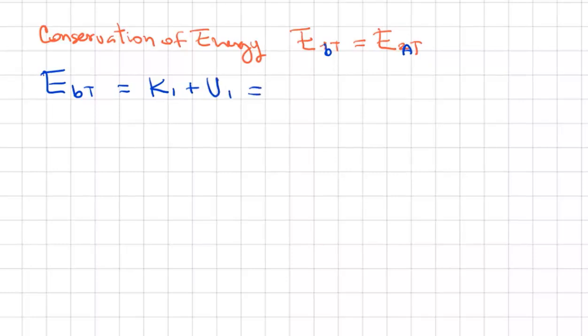But what is K1? We know that is 0 because the block of mass m starts moving from rest, and its initial potential energy is equal to the mass multiplying the gravity multiplying the position. The same for the total energy after, on the second part, which is equal to K2 plus U2.